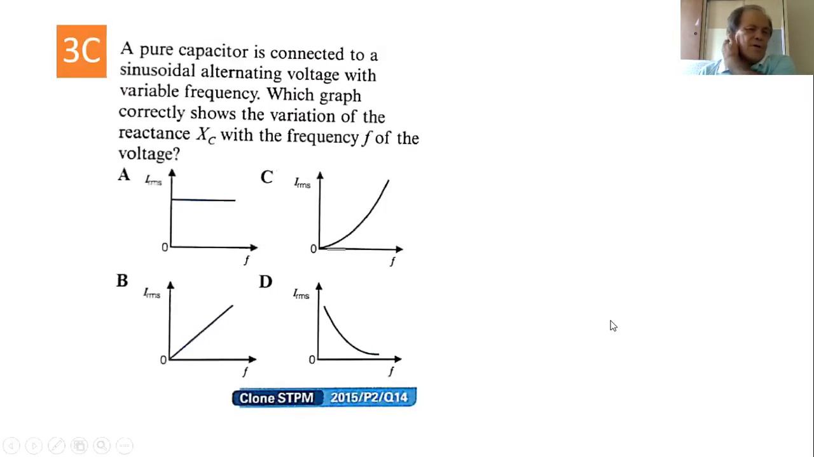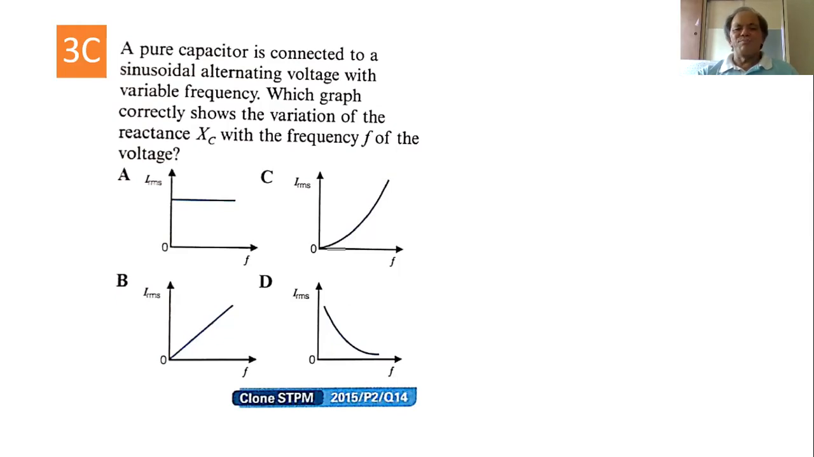Okay, a pure capacitor is connected to a sinusoidal alternating voltage with variable frequency. Which graph correctly shows a variation of XC with frequency of the voltage? Yep. C. How do you get C? Memorize. I got C memorized. I never teach you that.